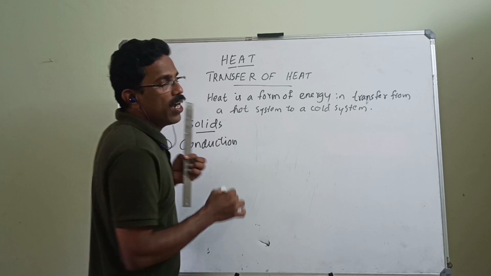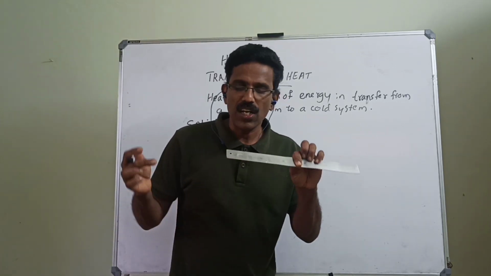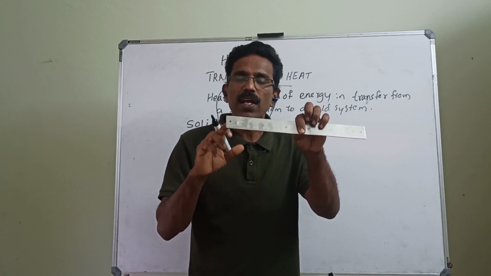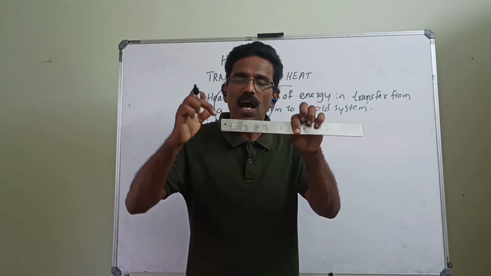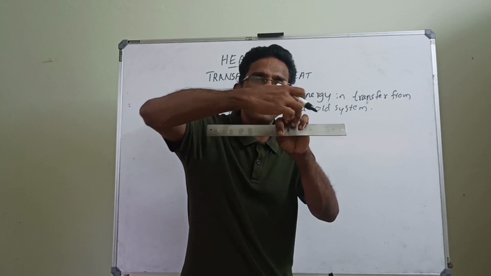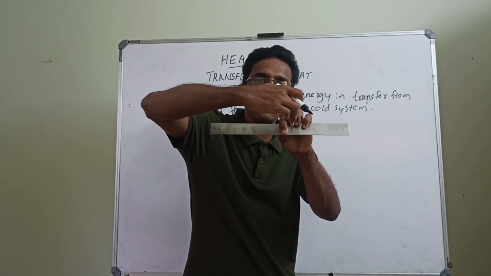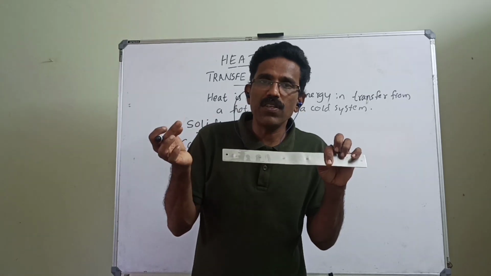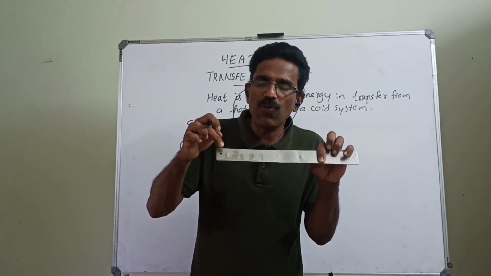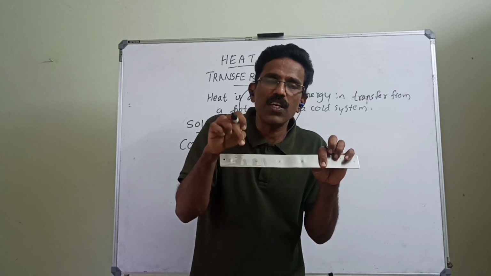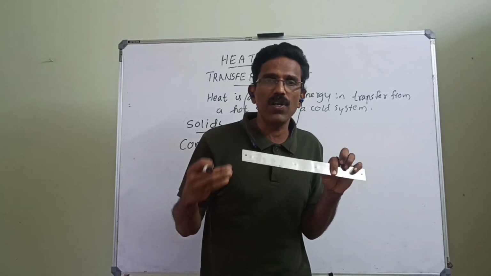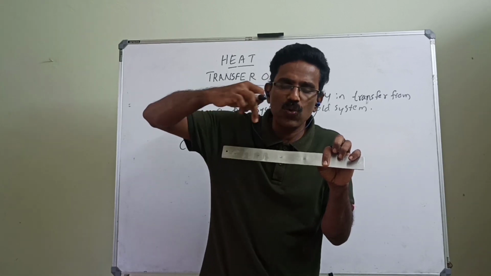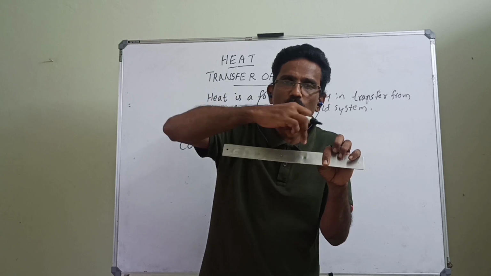So in solids, conduction takes place. What is conduction? When you heat one end of this steel object, that end gets heated up, and that heat gets transferred to the other end by the process of conduction. Conduction takes place from the hotter end of an object to the colder end of the same object. The process of conduction takes place in two manners. One is from the hotter end of an object to the colder end of the same object.